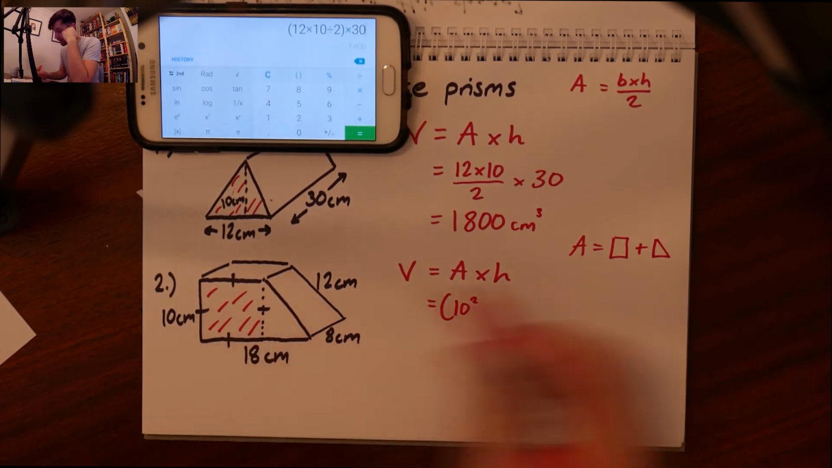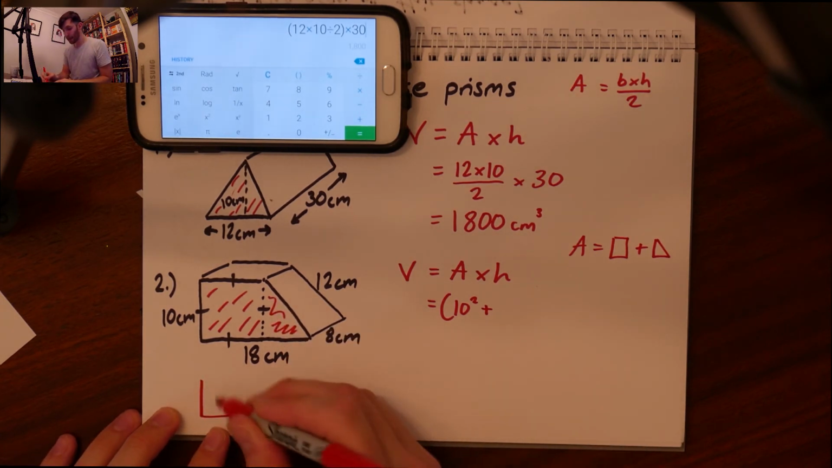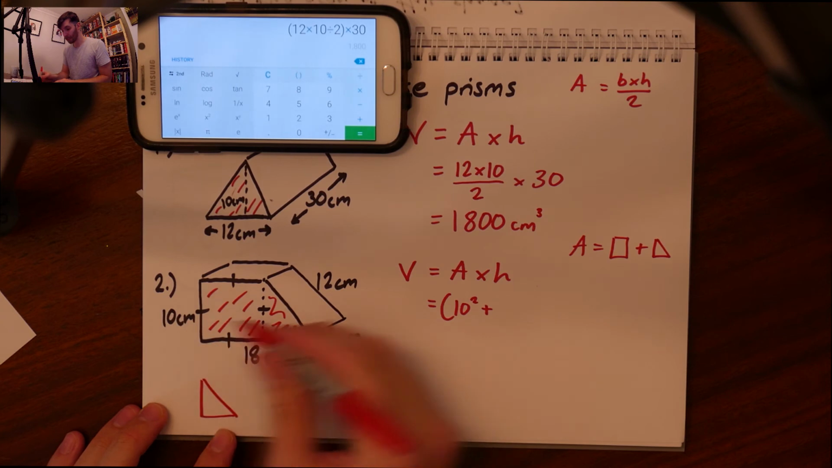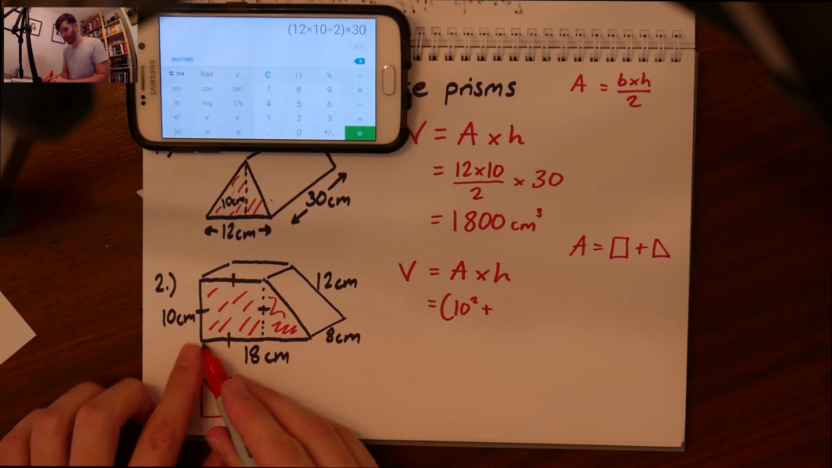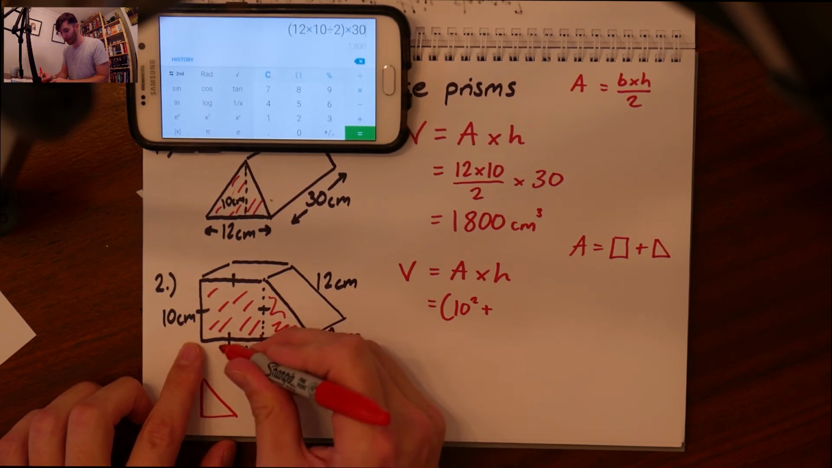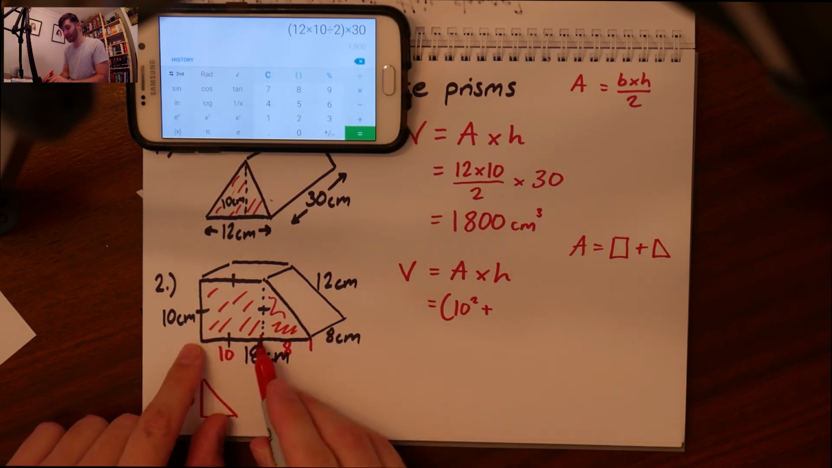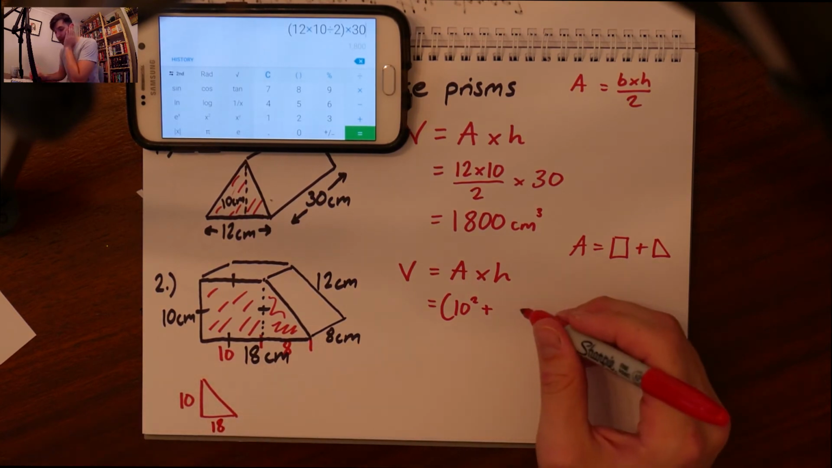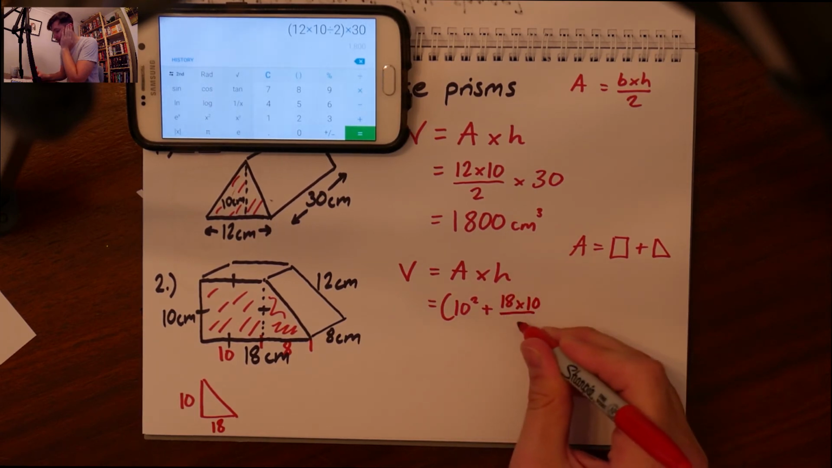So 10 squared gives us the area of the square, and then adding on to that the area of this triangle. That's going to have a height of 10 centimetres, because it's the same as that. The base length is going to be, well, if it's 18 all the way across, and here it's 10, it's got to be 8 the rest of the way, 8 centimetres, because the 10 that's here and the 8 that has to be here gives us 18 in total. So, area of that triangle is going to be 18 times 10, base times height divided by 2.